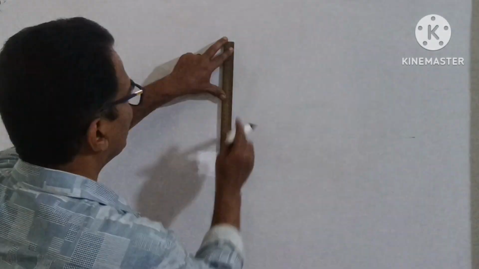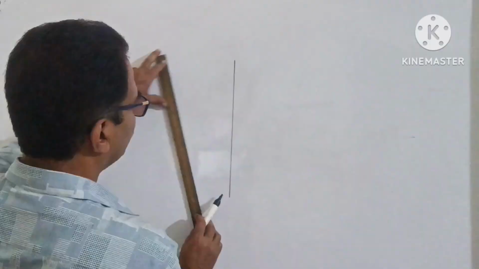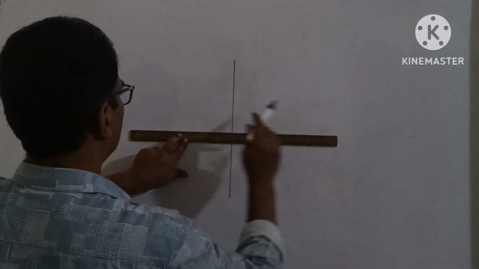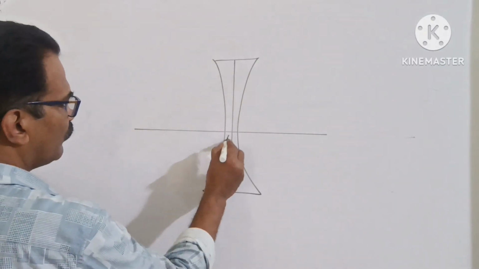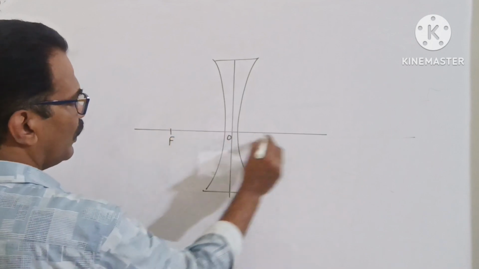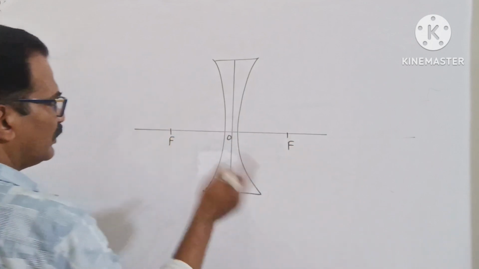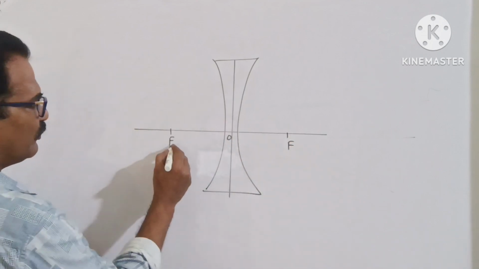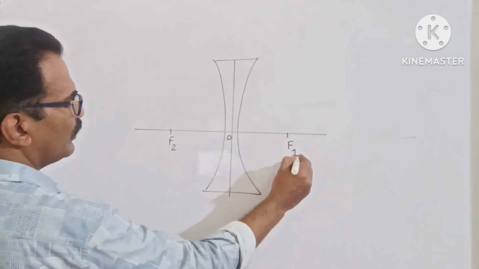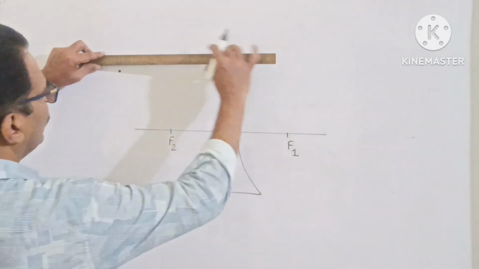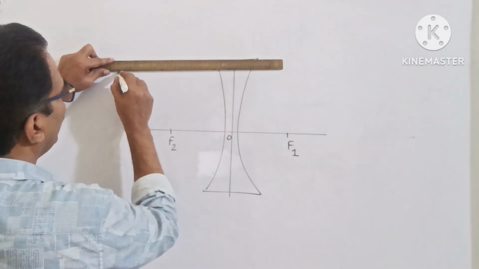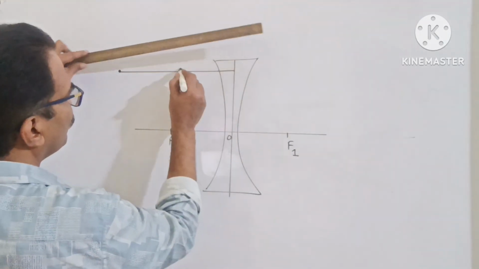One is parallel to the principal axis, another is incident on the optical center. And this one is a concave lens, and this is the optical center, and this is the focus, and this is another focus. In this case, the object is on the left-hand side, and this will be the second focal point, and this is the first focal point. If I consider one point source here, you said that one ray we will consider is parallel to the principal axis.